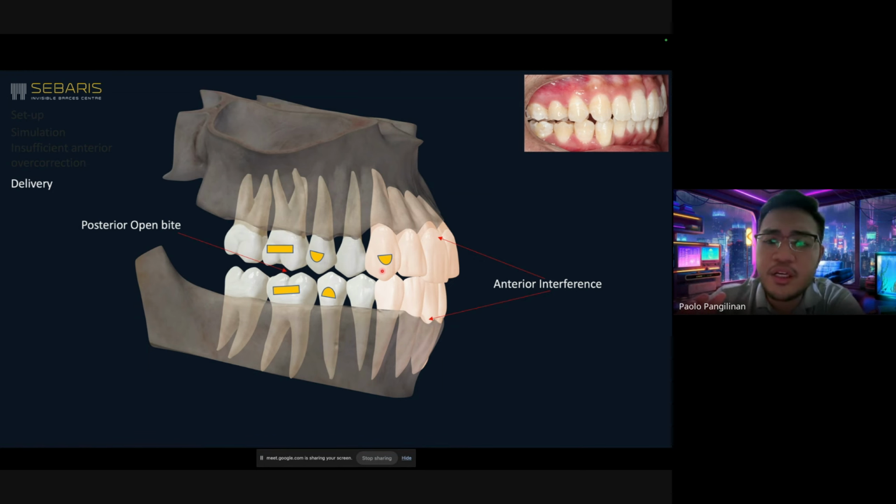I'm going to have to do a rescan, perhaps a replan. And since, let's say, SEBARIS hasn't manufactured aligners 6 to 10 yet, I can submit it for a new plan. I can fix the plan for 6 to 10 with the new scan and an updated plan. So basically, I'm saving plastic, and of course, I'm doing proper orthodontics at that point.